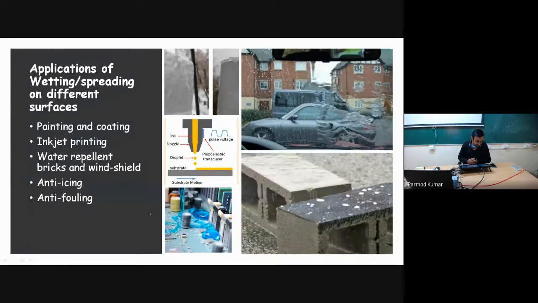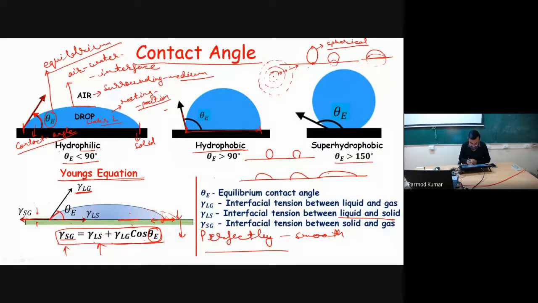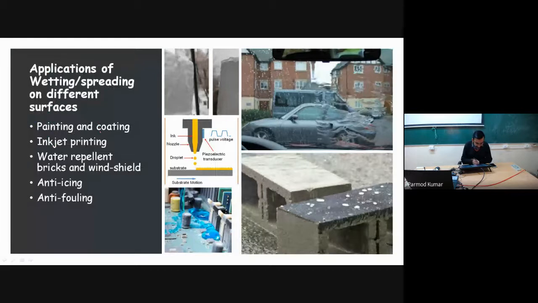Now let me briefly give you an idea about the general applications of wetting and spreading on different surfaces. Wetting and spreading means when this droplet is spreading on the solid surface, up to what extent it is wetting the surface. So what are the applications? Applications are painting and coating. Whenever we put a spray on a surface, we have to see, if a droplet of the paint is impacting the surface, how much it should spread.